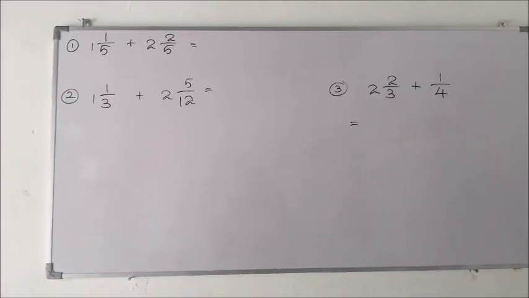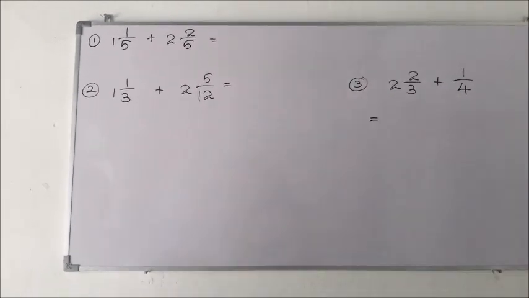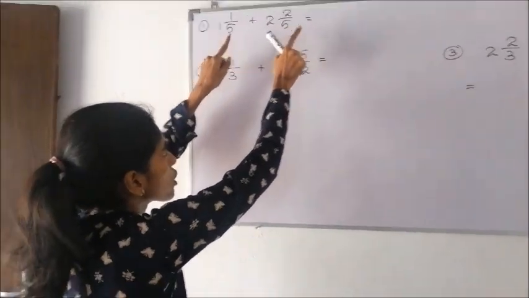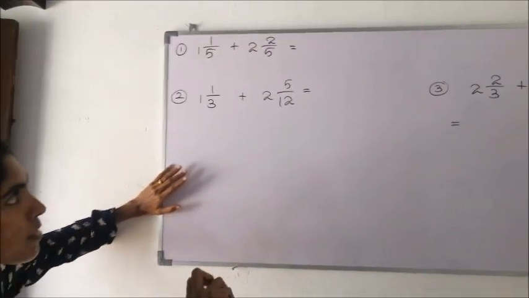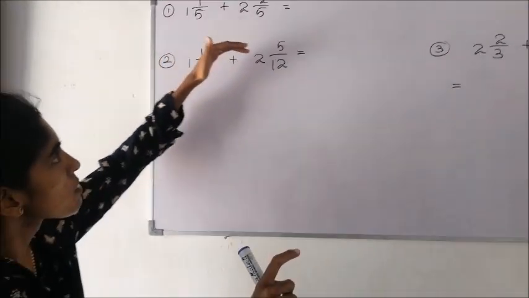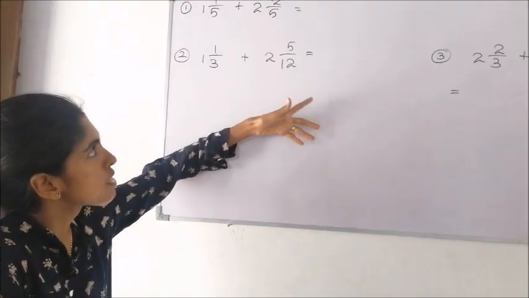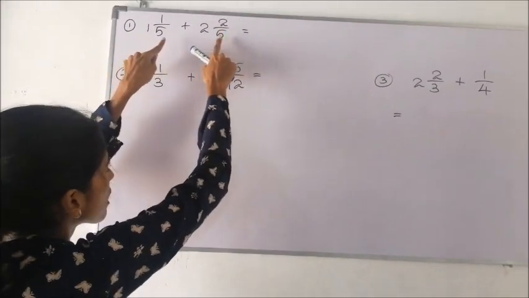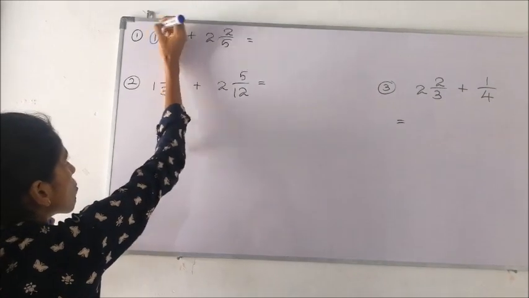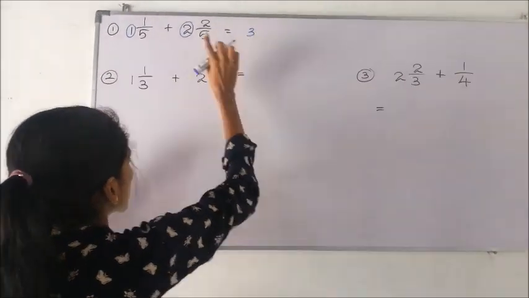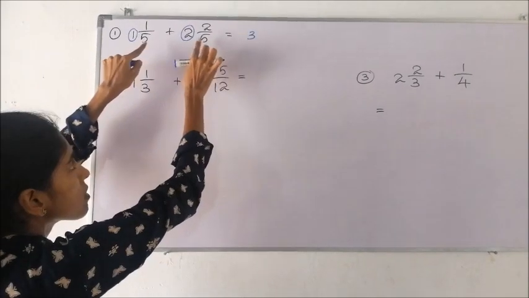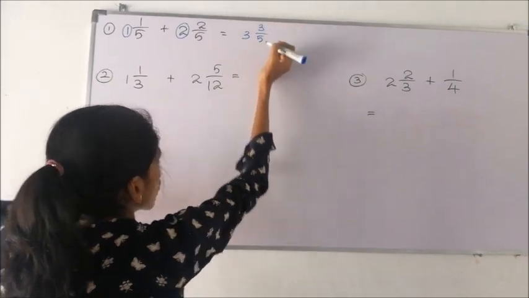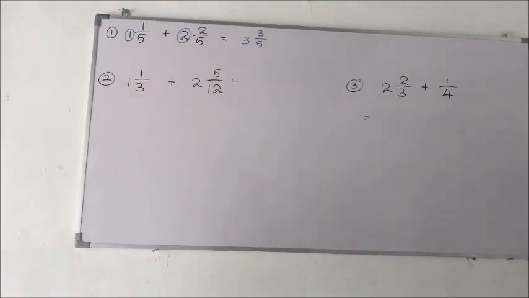Now children, we will learn how to add mixed numbers. When we add mixed numbers, we will add the whole part separately and the fraction part separately. It is the easiest method. There is another method also, by converting all the mixed numbers into improper fractions and then adding. But here we will use the easy one, adding the whole part separately and the fraction part separately. 1 plus 2 is 3. When we add the fraction parts, the denominators are the same, so write the same denominator. 1 plus 2 is 3. Nothing to be simplified also.